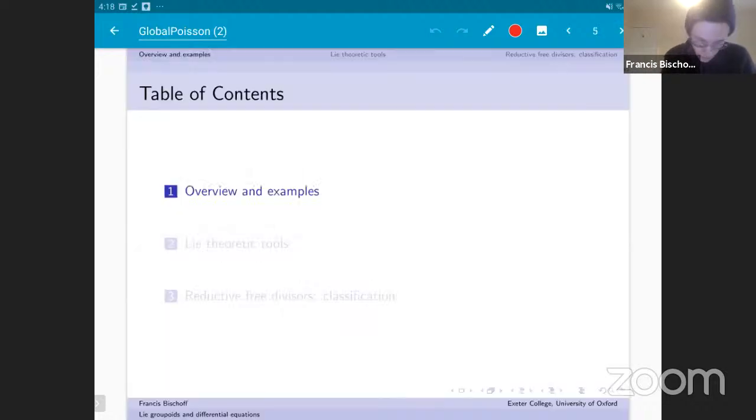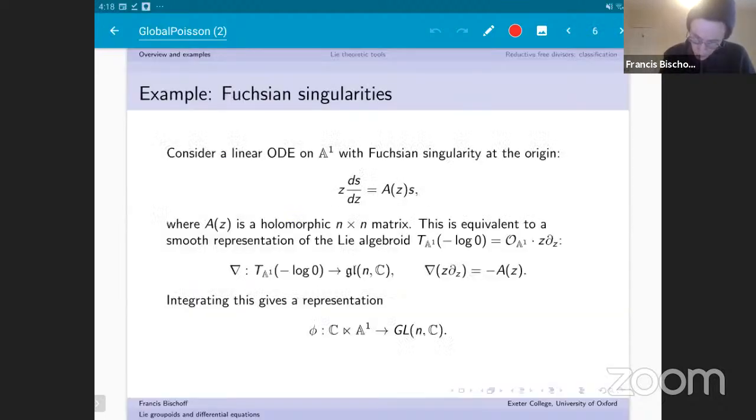Okay, so let's start. For the first part, I wanted to start with 2 representative examples. Here, this is the case of a linear ordinary differential equation on the affine line, which has a Fuchsian singularity at the origin. Here, S is a solution. A of Z is a holomorphic n by n matrix. And this equation has a singularity at the origin because of the presence of this Z here.